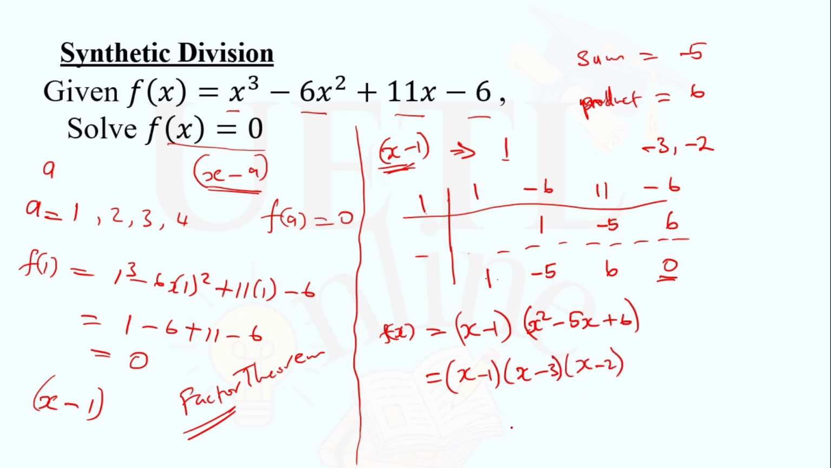So this is f of x. Now solving f of x equals 0 is easy. We just say x is equal to 1, x is equal to 3, and x is equal to 2. I believe that if you get here, you can simply solve this.